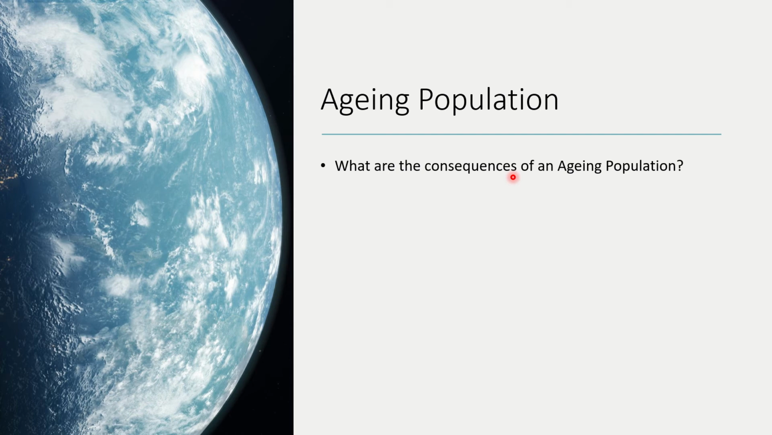So you could use examples from Britain and Japan and Germany. You can pick and choose. But as always, it's really important that we focus on specific examples to make our answers even stronger. So first of all, we need to understand what an aging population is. Then we will look at what some of the consequences of an aging population are, and then we'll look at a model answer.